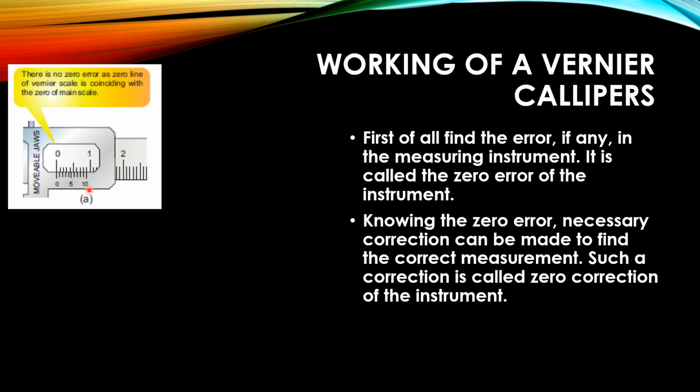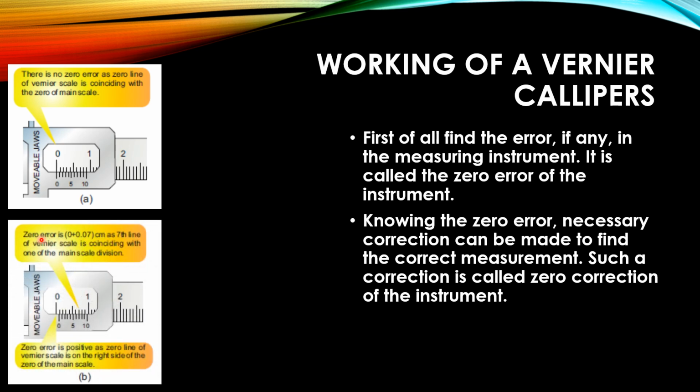In the figure we can see the main scale and the vernier scale. We have to see the zero of the vernier scale. Right now it is exactly coinciding with the zero of the main scale, which shows there is no zero error, as the zero line of the vernier scale is coinciding with the zero of the main scale.